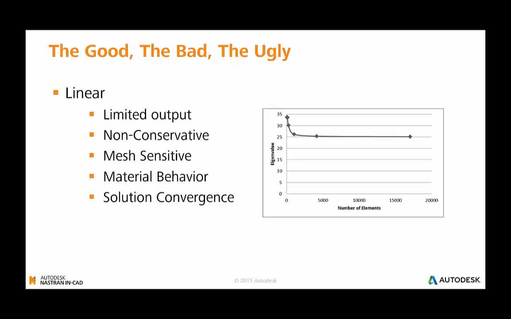So let's look at setting up each of these types of analysis. Firstly, with a linear analysis, we have limited output. It's traditionally non-conservative, and as with all buckling solutions, the results are mesh sensitive. You can see here in the plot that as the element count drops, the eigenvalue increases. So consider your mesh when running analysis and look for a converging result, typical of most simulation results you're running. And remember, we're not taking into account any nonlinear material behavior as opposed to a nonlinear study where we would be.